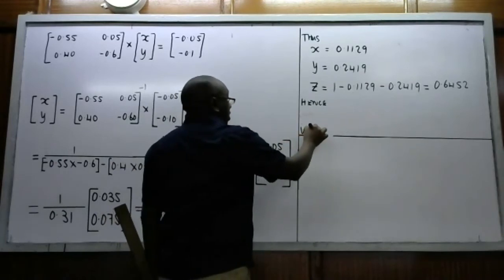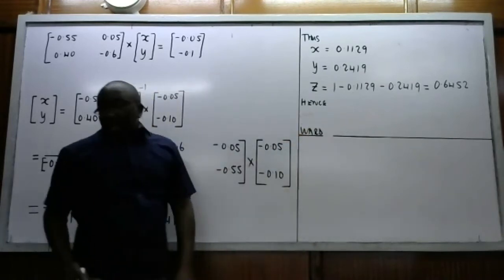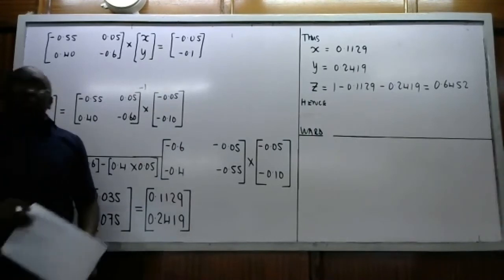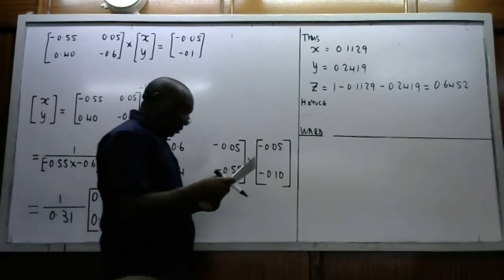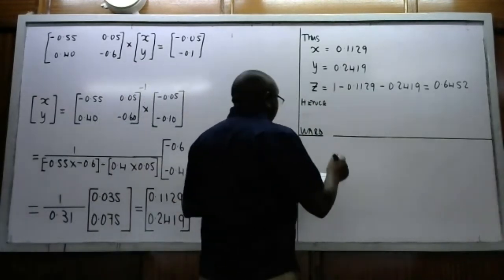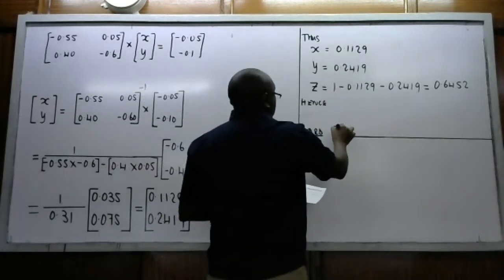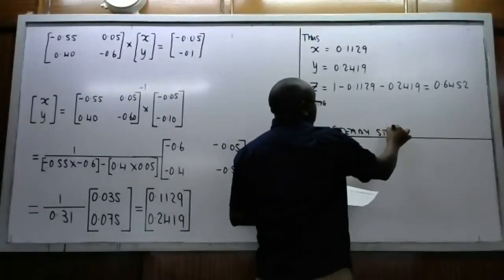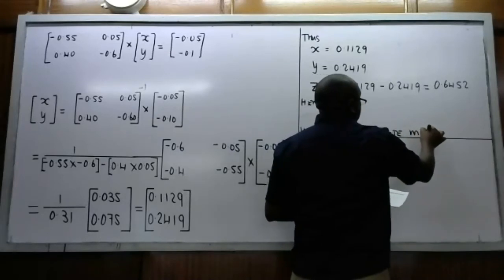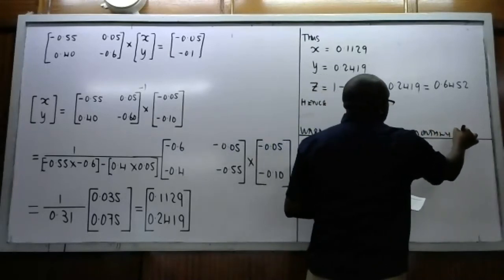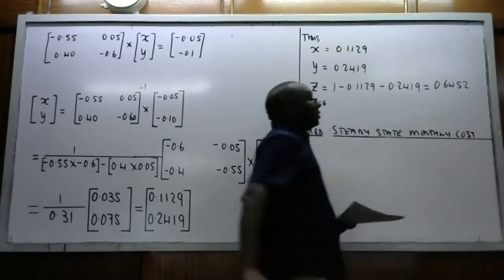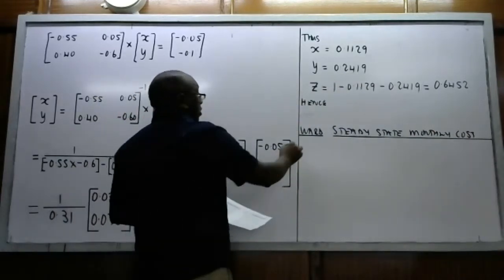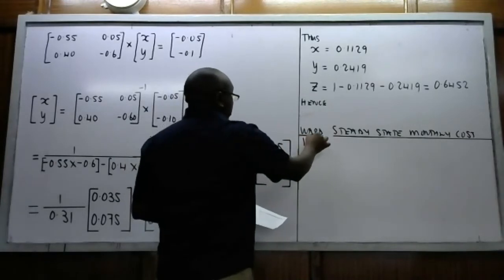Hence, if you come here, the examiner was asking to find something called the steady state monthly cost. Steady state monthly cost. Steady state monthly cost. Starting with ICU.